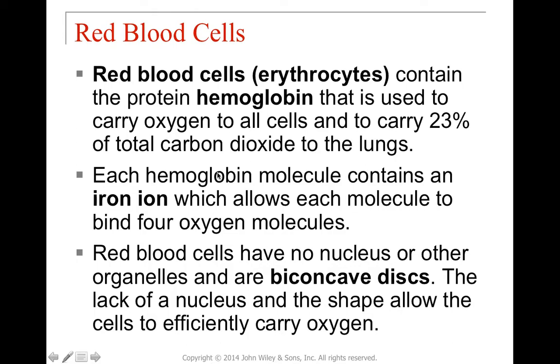Now, each of these hemoglobin molecules that we talked about has an iron ion, and that iron ion is going to be the seat. So we have 4 seats that can bind 4 oxygen molecules, or they can also carry carbon dioxide molecules if we don't have enough oxygen in circulation, which is how we get our carbon dioxide out after we drop off our oxygen. As I mentioned, the red blood cells don't have a nucleus, so they're anucleate. They don't have any other organelles. And they have an odd biconcave disc shape, kind of like a torus almost. And the lack of the nucleus and this unique shape allow the cells to carry oxygen very efficiently.